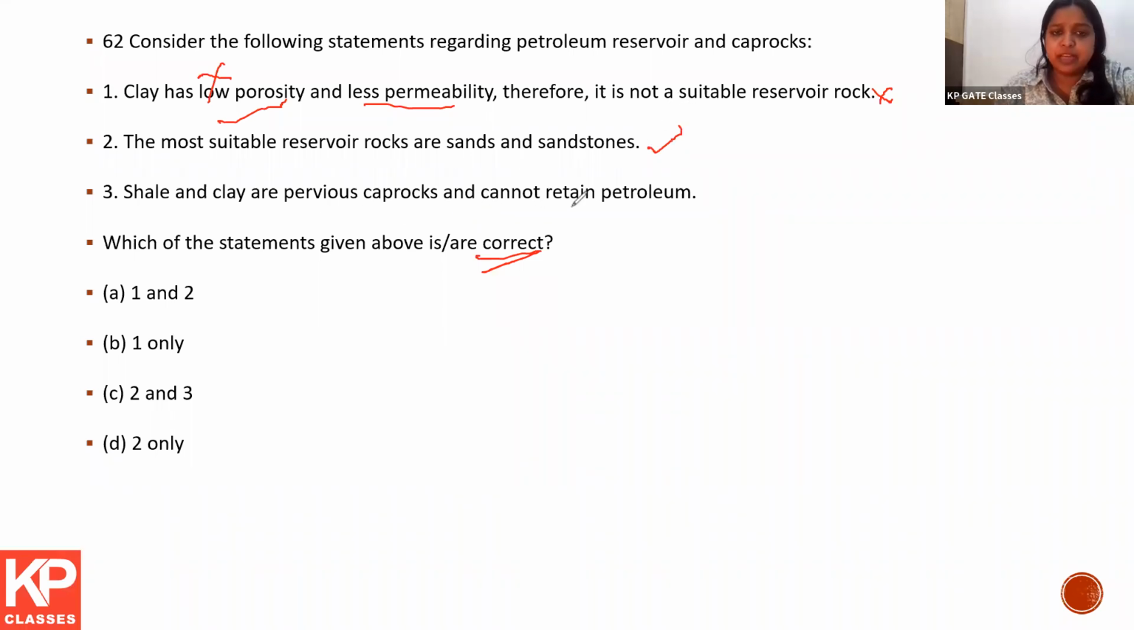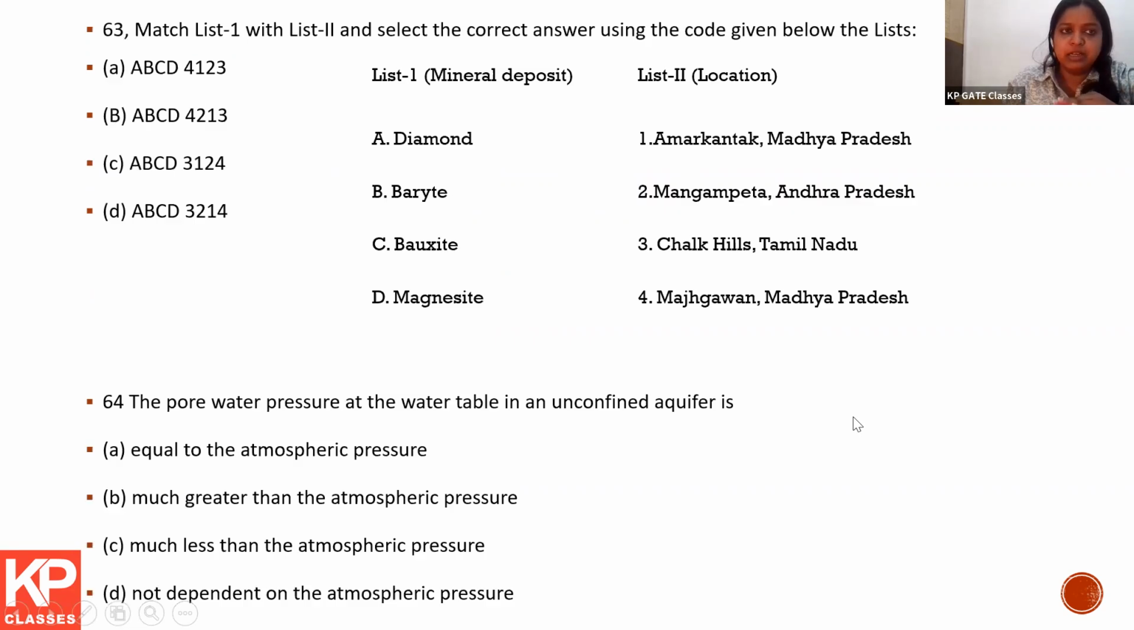Shale and clay are pervious. Cap rock cannot retain. They are not pervious cap rock. They are not pervious, meaning permeable. Shale and clay are not permeable. They are porous, but they are not permeable. So the correct option is only 2. Option number D is the correct answer. Next, this is also an easy question. If you read the question thoroughly, you will get the answer.